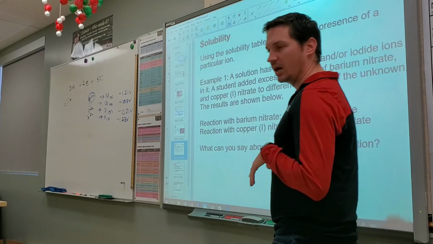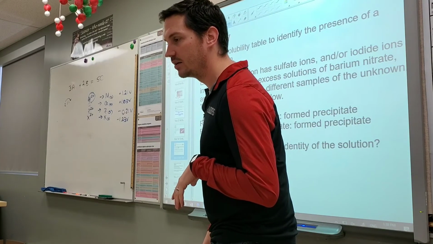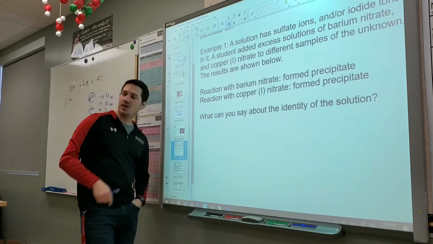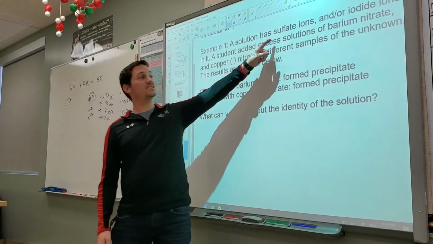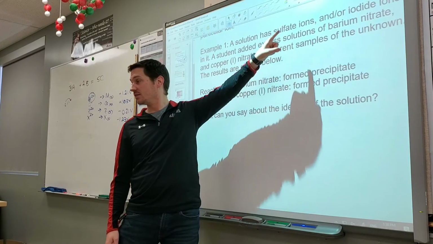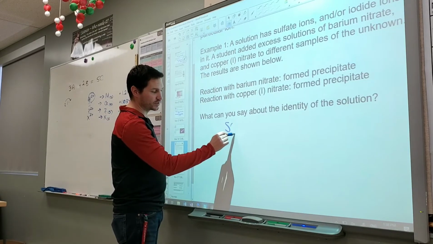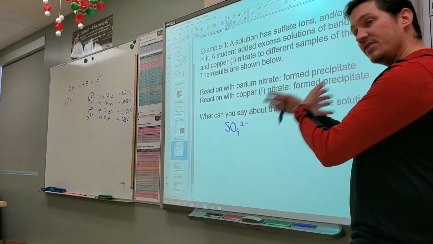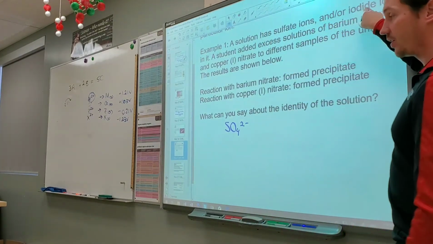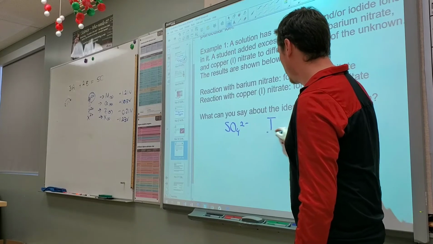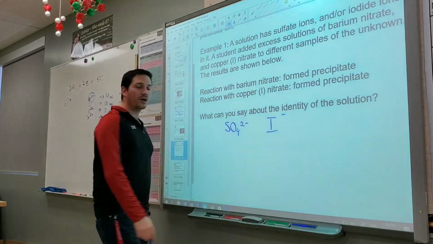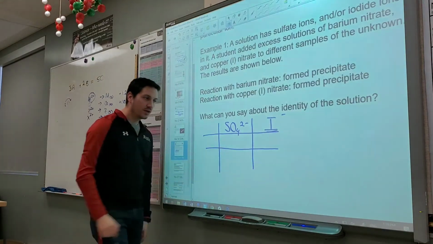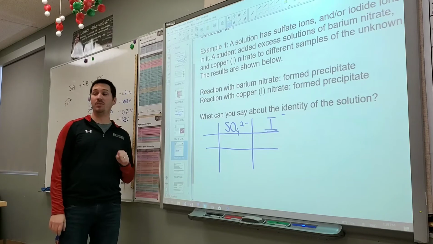Okay, so you have a tiny little bit of room at the bottom of this slide. Let's take a look at this and make a little bit of a table. A solution has sulfate ions. What is sulfate? SO4 2 minus. So go SO4 2 minus, and then beside it give yourself a tiny little bit of space. What's the other ion that could be there? Iodide. And so we're going to add some solutions to these. And this chart is really going to help us organize our thoughts.